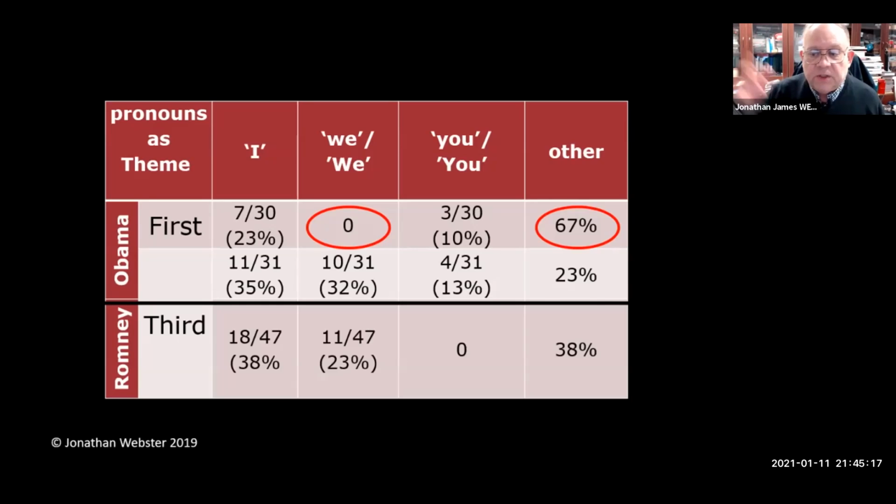Other things mentioned, 67%. Now, in the third debate, I, 35%. We, 32%. You, again, the same thing. You know. I think one time was addressing you, meaning the audience. And other things mentioned, 23%.